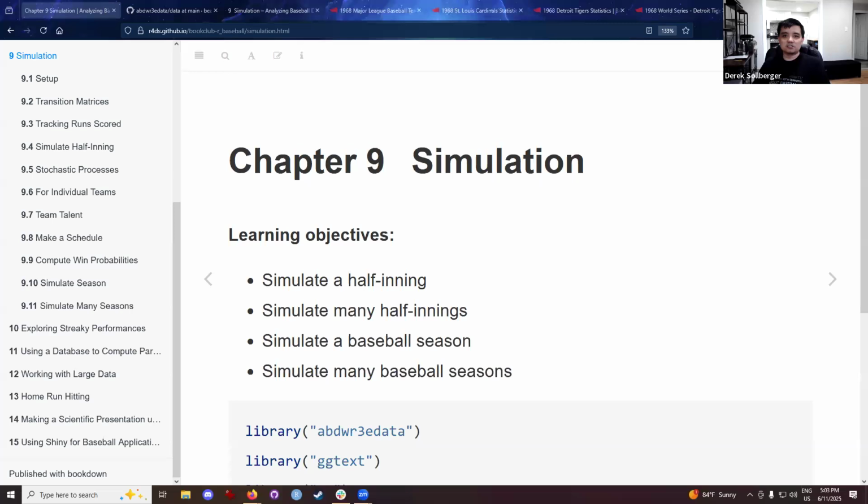Okay. Welcome back to our book club for analyzing baseball data with R. We are now venturing into chapter 9, as you can see, called simulation. And what I foresee for us is we're going to simulate a half inning, simulate many versions of a half inning, simulate a baseball season, and simulate many baseball seasons.